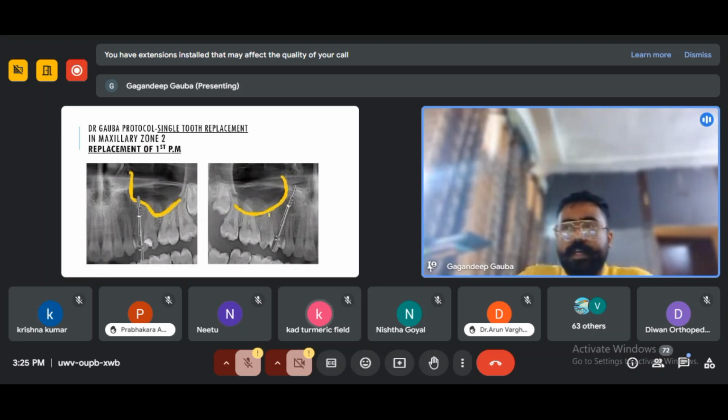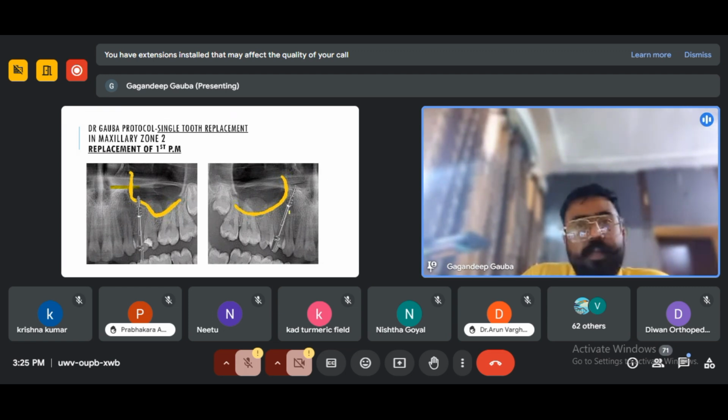Right here we can see, in replacement of the first premolar, we have two options. The first option is that we can do the nasal cortical engagement if the sinus is not pneumatized. If the sinus is pneumatized and sufficient bone height is present beyond the apex of the premolar, we can anchor the implant in the anterior wall or the floor of the maxillary sinus.